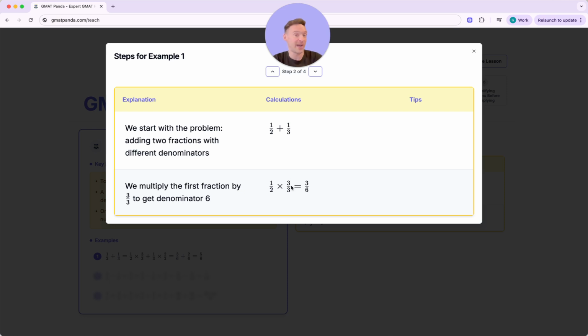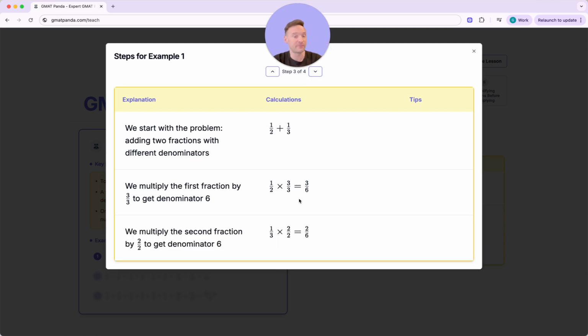However, if we just do that, we're going to change the value of the fraction. So to not change it, we need to also multiply the top by 3. And in this case, 1 times 3 is equal to 3. So we end up with 3 over 6, which is the same as what we saw in the animation earlier, if you remember.